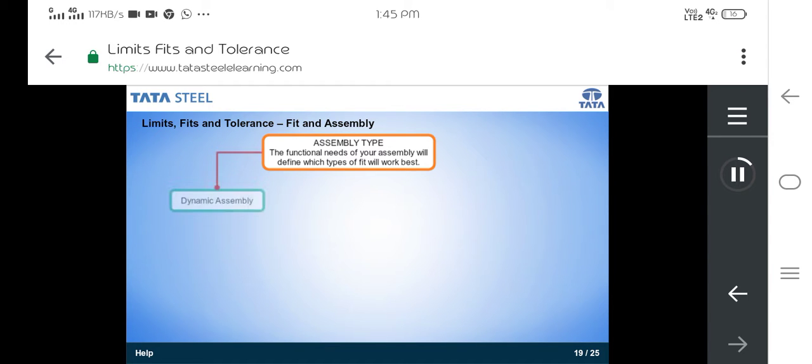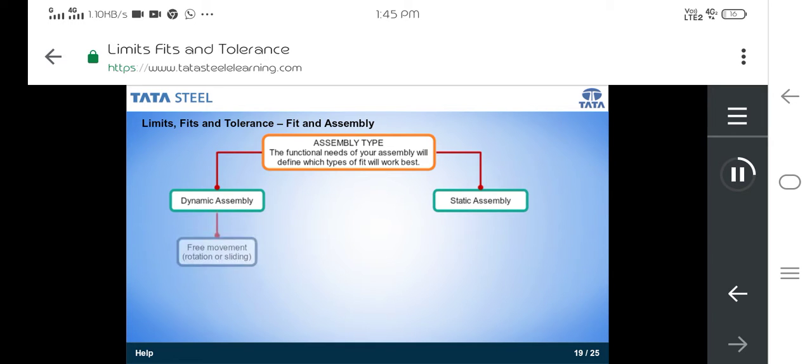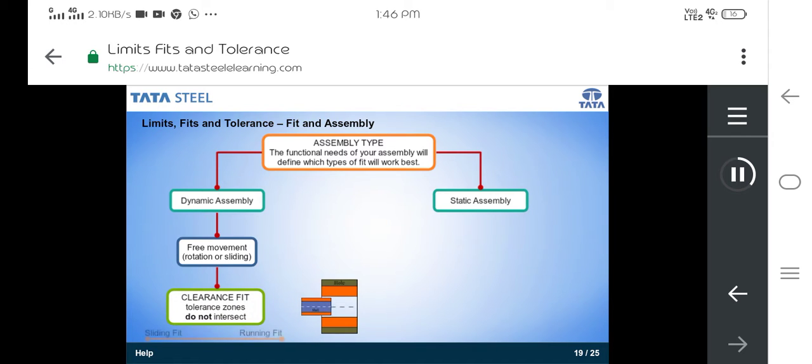Assemblies can be either dynamic or static. Dynamic assembly involves free movement, as the tolerance zones do not intersect. Clearance fit is ideal for this.